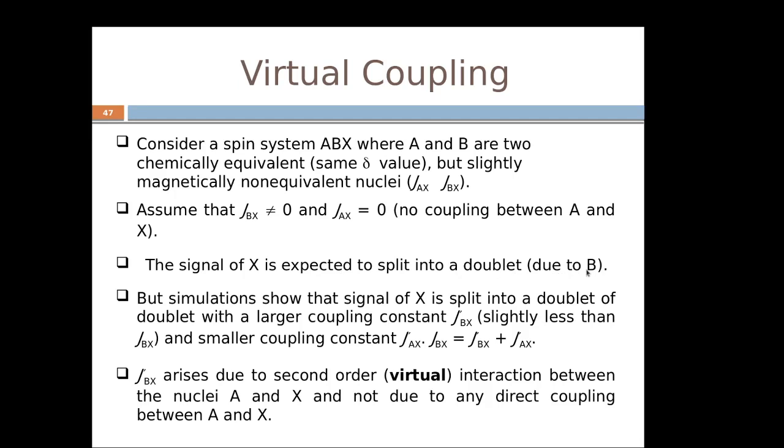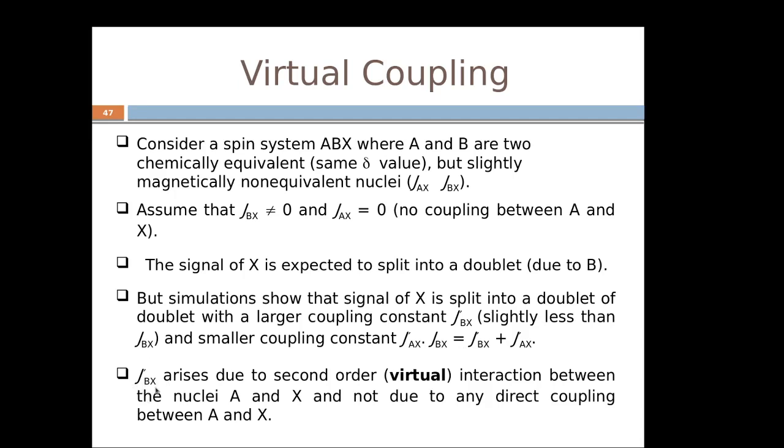But simulations show that the signal of X could rather appear as a doublet of doublets instead of a single doublet, as if X couples not only with the B nucleus but also with the A nucleus. Here we get a larger coupling constant. Instead of JBX, we see a slightly larger coupling constant, J prime BX, which has a magnitude slightly less than JBX. And we would see another smaller coupling constant, J prime AX, so that JBX is equal to J prime BX plus J prime AX.